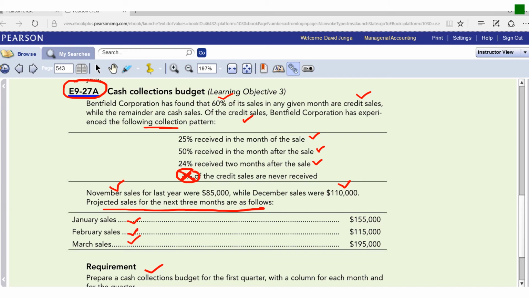Before I get to that, just remember in any given month, you're going to have to go back 2 months if you look at this collection pattern. So for example, in the month of January, you're going to have to actually go back to November, because some of November's sales could technically still be collected in the month of January, because based on this collection policy, it says 24% are received 2 months after the sale.